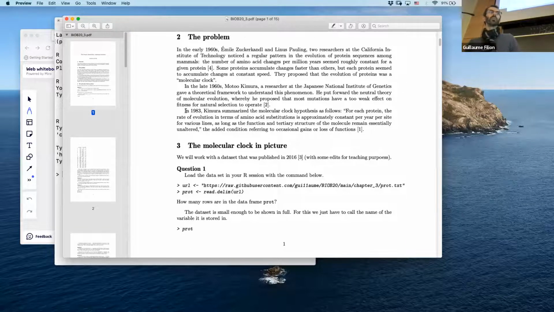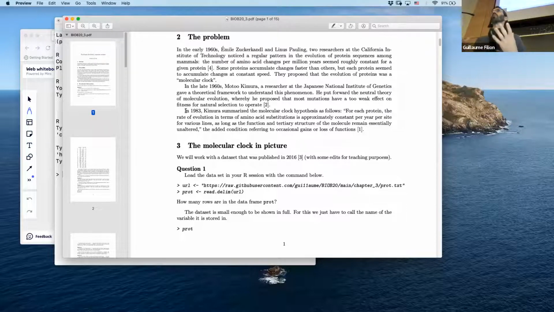In 1983, Kimura summarized the molecular clock hypothesis as follows. For each protein, the rate of evolution in terms of amino acid substitutions is approximately constant per year, per site, for various lines. And then comes the added condition: as long as the function and tertiary structure of the molecule remain essentially unaltered. The added condition refers to occasional gains or loss of function.